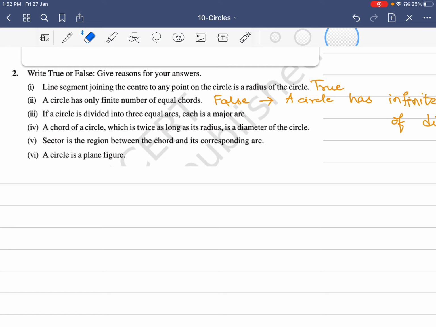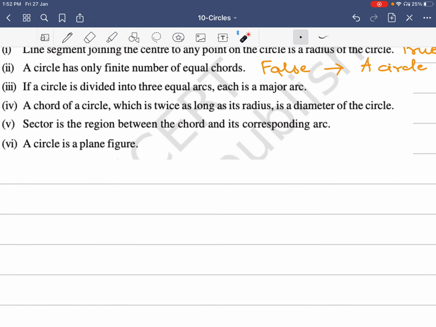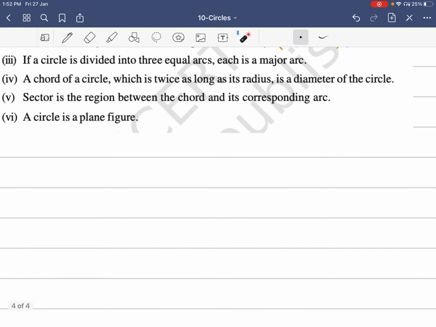Now let's go to statement number 3. This is our statement number 3. Let's zoom in. Yes. A circle is divided into 3 equal arcs, each is a major arc. So this again comes down to visualization, how well you can visualize this problem.